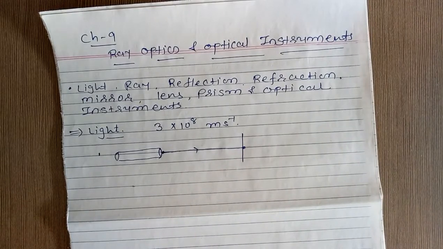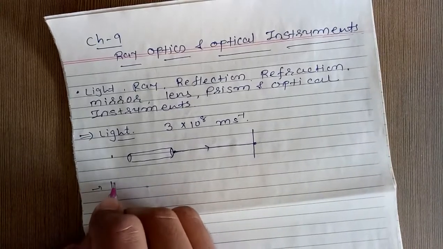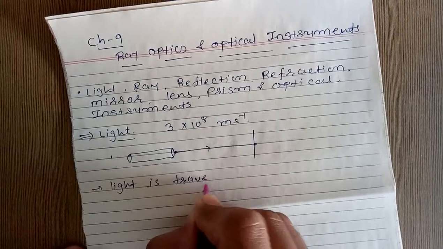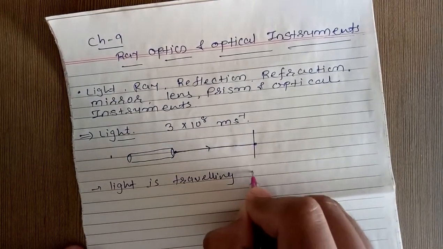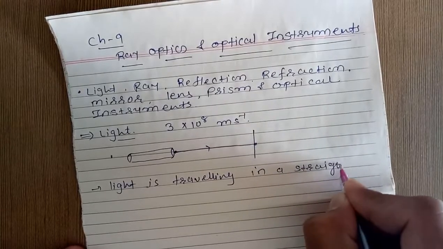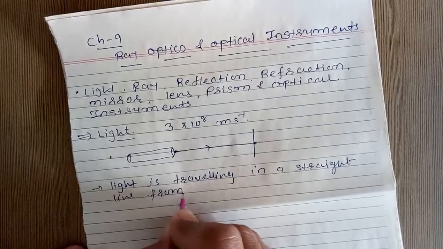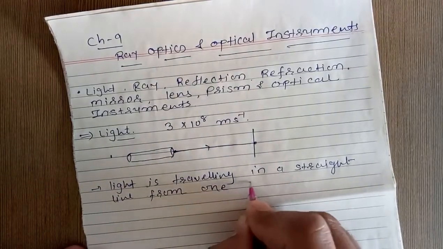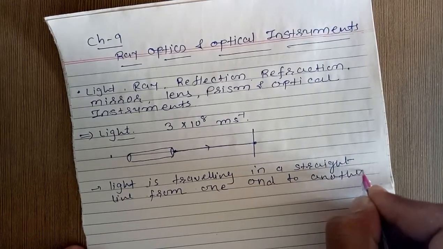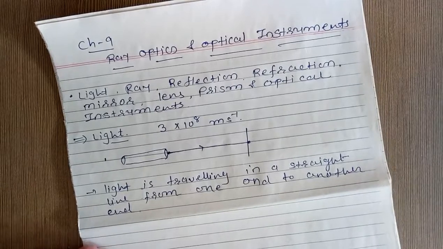Okay. So we can write that light is traveling in a straight line from one end to another end.